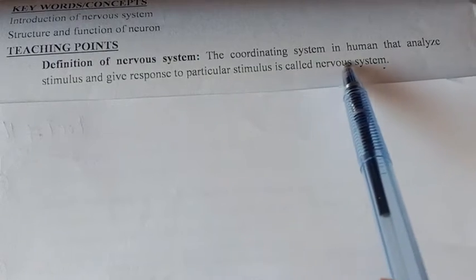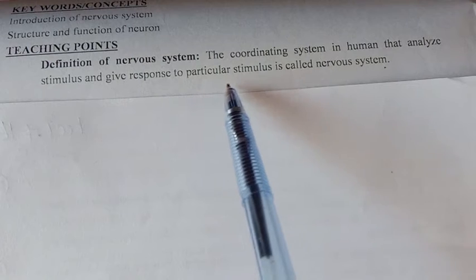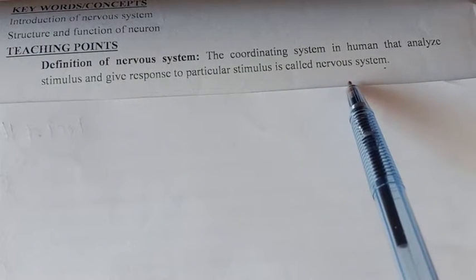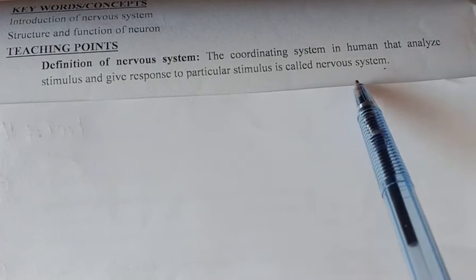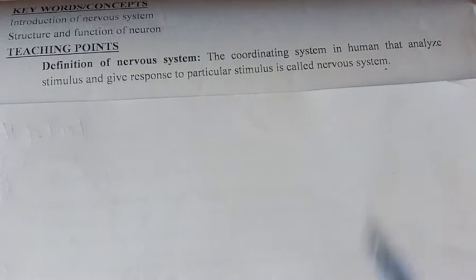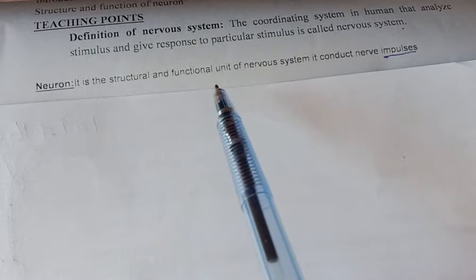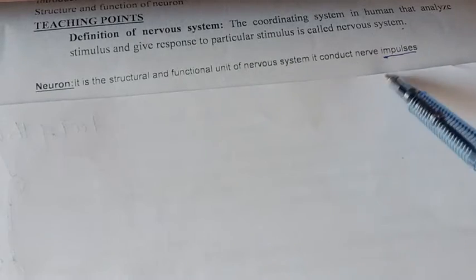Definition: the coordinating system in humans that analyzes stimulus and gives response to a particular stimulus is called nervous coordination. So the coordinating system that receives and analyzes and then prepares the response to a particular stimulus, such a system is called the nervous system. Neuron is the structural and functional unit of the nervous system that conducts or transmits nerve impulses.